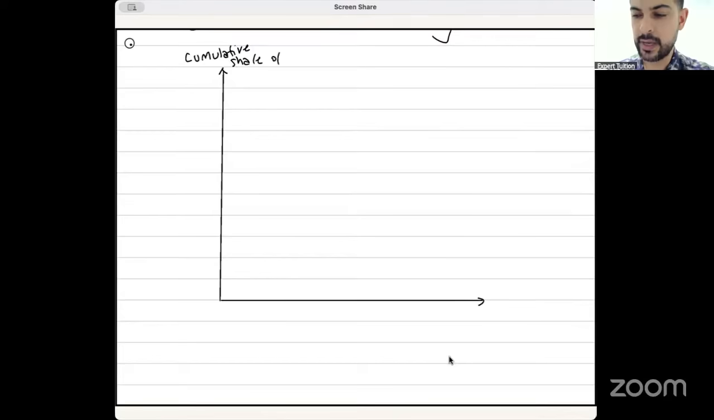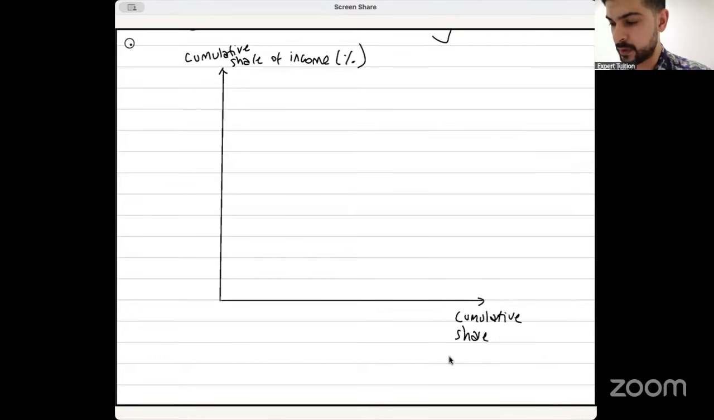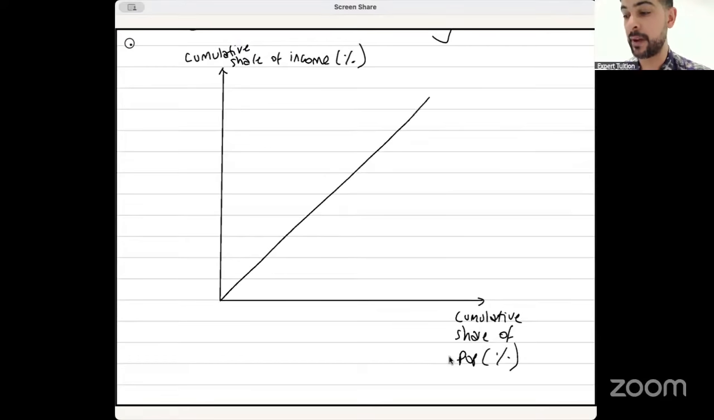As you know, cumulative share of income on the y-axis, you know it from previous lives. Why? Because income starts with the letter I, and this axis, it's an I. And then cumulative share of population over here. I'm being lazy, I'm gonna write pop. First things first, we draw the 45-degree line, the line of absolute equality.